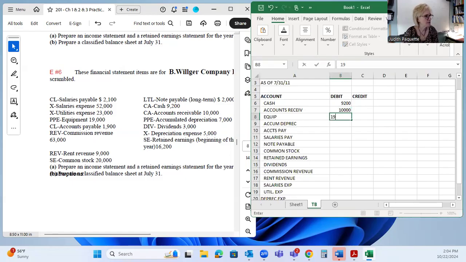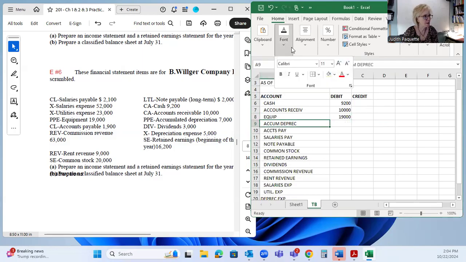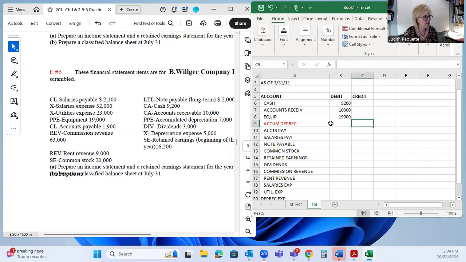10,000, 19. Now, when I get to accumulated depreciation, I want to make sure to put that as a credit. And then accounts payable is going to be a credit. And on the trial balance, this list of numbers doesn't tell you whether it's a debit or credit. You have to know, and you have to remember your rules of debit and credit.